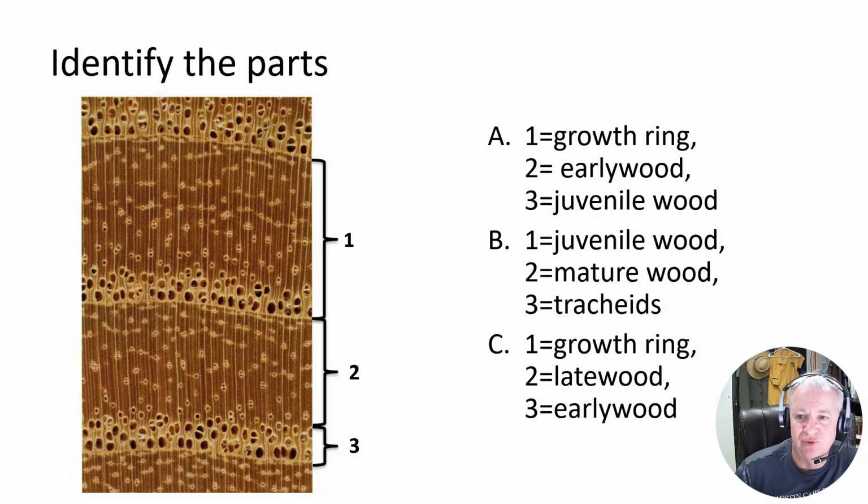So just to back up, I want to make sure we're clear on what we're looking at in these cross sections. This is a ring porous cross section here, and the number 1 is an entire growth ring. So this is 1 year's worth of growth with these large vessels in the early wood and smaller vessels in the late wood. So this number 3 is early wood and number 2 is late wood. So this is the correct answer for identifying these parts.